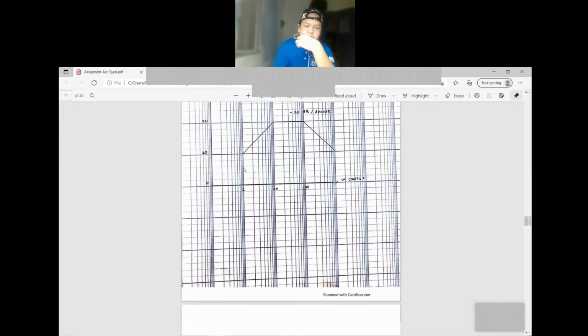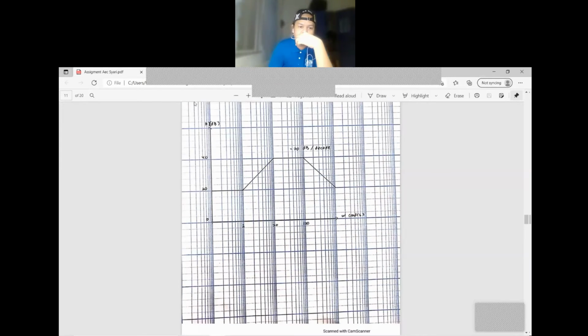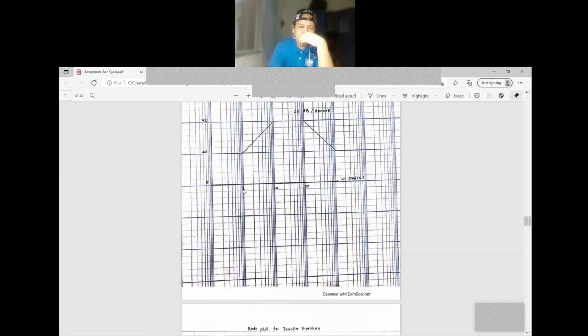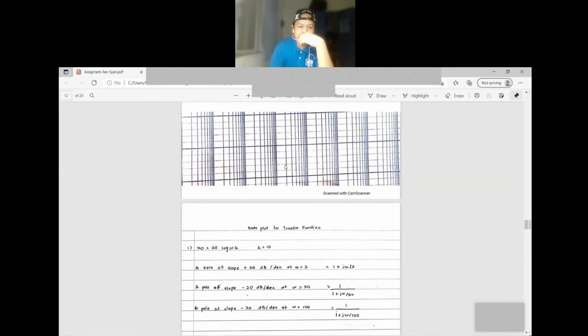Today I want to share how to find the transfer function from the Bode plot. First, I get the question for the Bode plot. First of all, we need to know the omega constants from the Bode plot. As we see, we have omega constants 2, 20, and 100.